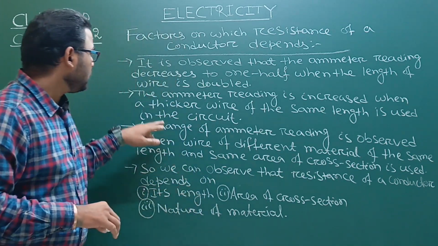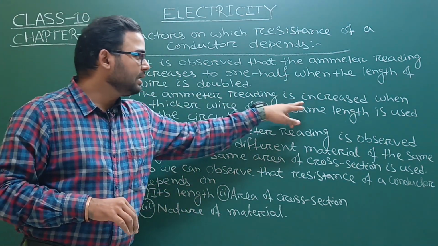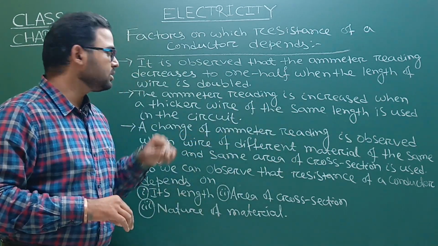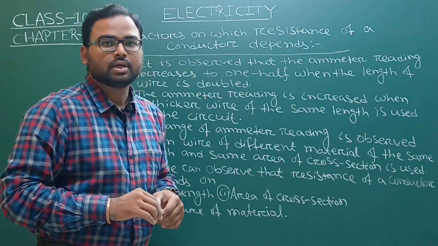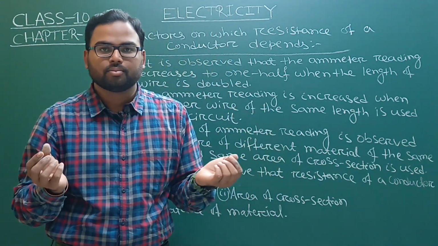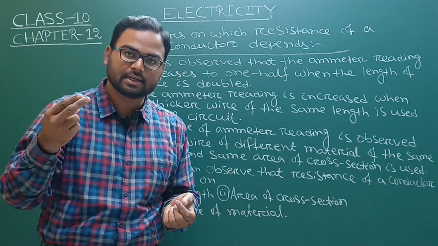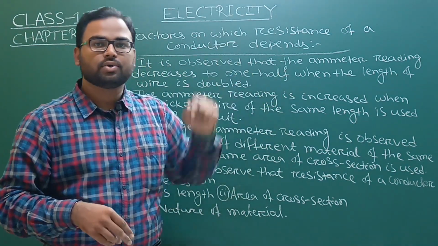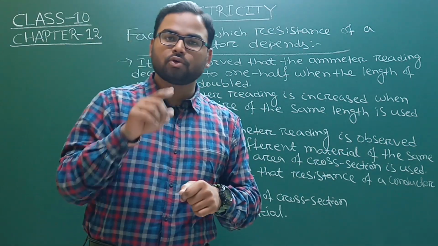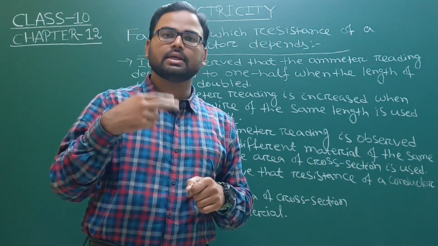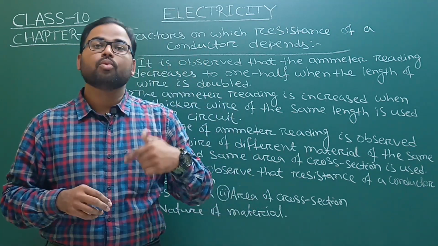Okay. The ammeter reading increases when a thicker wire of the same length is used in the circuit. If we use a thicker wire, meaning the area of cross section is greater, but the same length of wire as used in the first one, then the flow of electrons will be very easy. That's why the current in the ammeter is more.